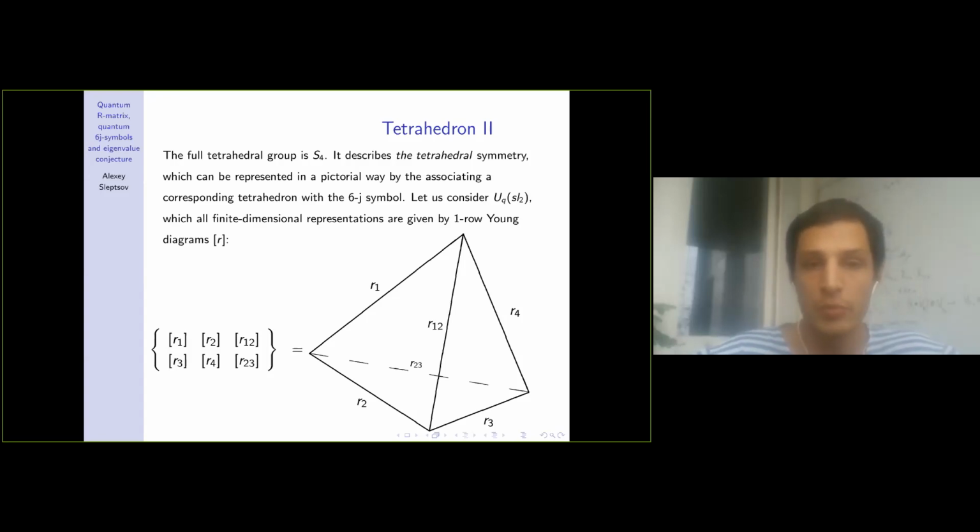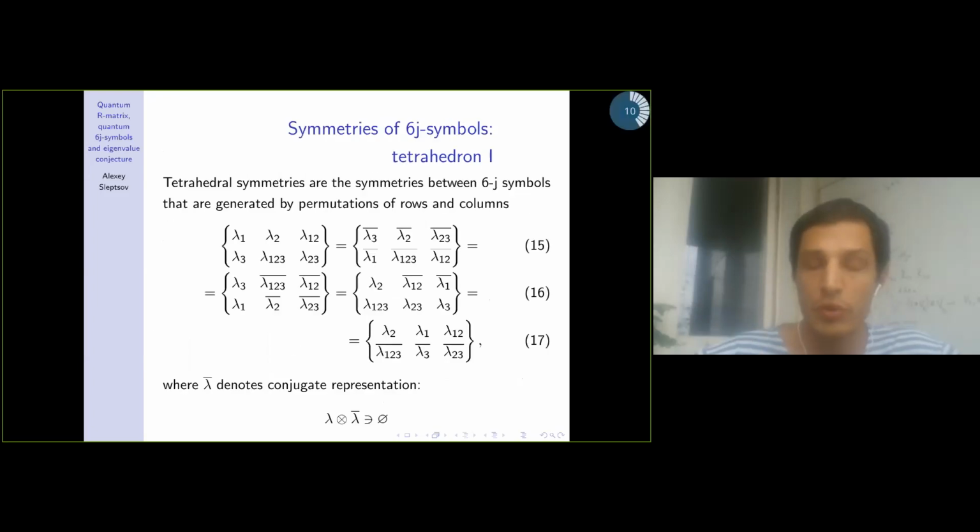And then it is possible to associate with a 6j symbol a tetrahedron, like drawn in this picture. This tetrahedron has 4 vertices, and now we can permute these vertices. And the 6j symbol will be invariant under this permutation. And in such a way, we get the tetrahedral group for the SL2 6j symbol.